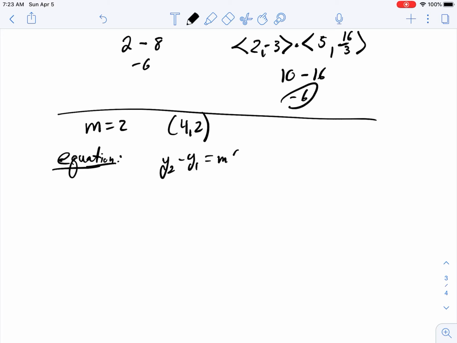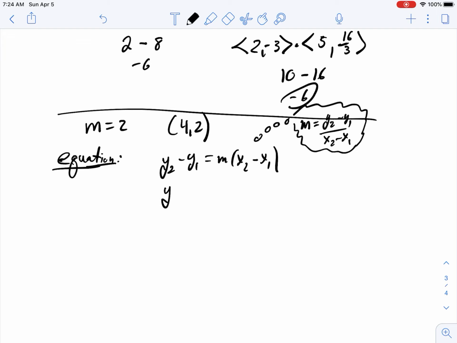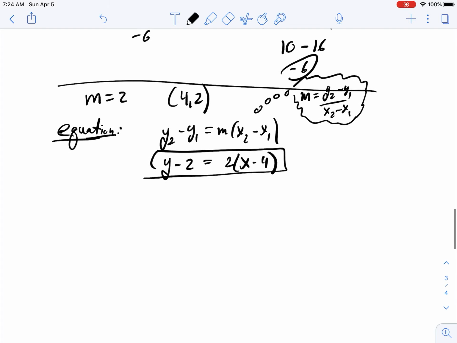So I like using y2 minus y1 equals m times (x2 minus x1), because if you think about this, there's a little thinking box here, that connection of m equals y2 minus y1 over x2 minus x1. Understanding that these are the same and how things are connected. So therefore, we can go y minus 2 equals 2(x minus 4), and you have it.